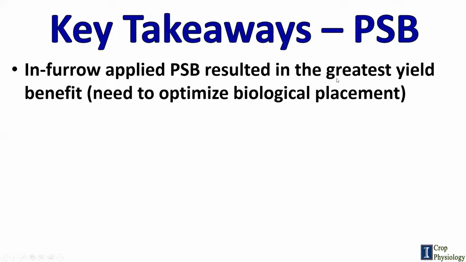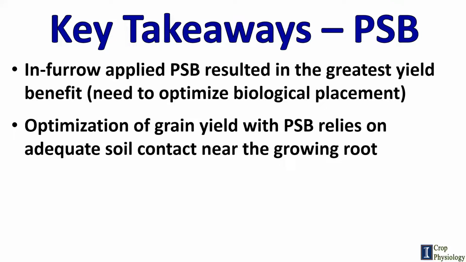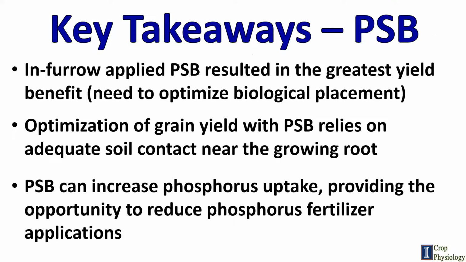The in-furrow application gives you the greatest yield compared to that Y drop because you have to optimize the biological placement. Corn plants take phosphorus up through the root. Therefore, you want phosphorus to be available along the root. Place the product in furrow. Optimizing grain yield with these phosphorus solubilizing microbes, like I said, growing right there on the roots, you can increase phosphorus uptake. So in this case, maybe we can reduce our phosphorus fertilizer applications a little bit.